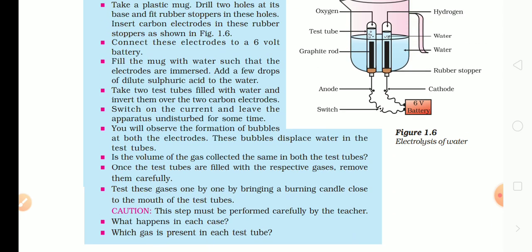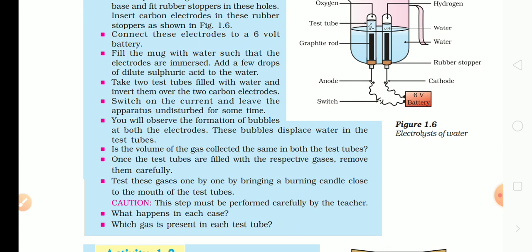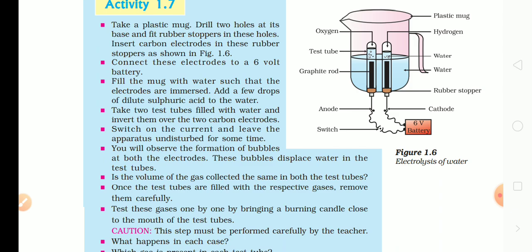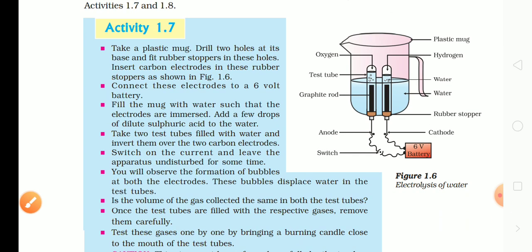It's a very, very simple experiment, but you need to take care of yourself while doing these kinds of activities. Okay, so what is happening there is, after the passage of electricity for some time, we can see bubbles forming. You can see the appearance of bubbles in each of the test tubes, and the gases displace water. You can see water on the top of the test tube, which is displacing the water in the mug.